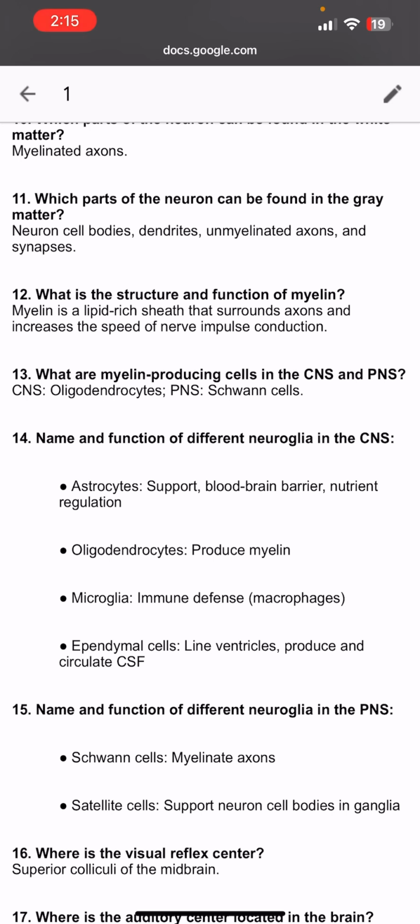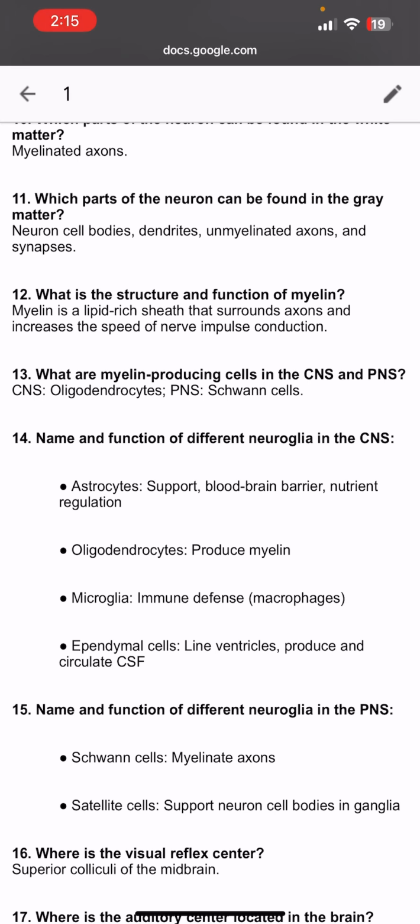What is the structure and function of myelin? Myelin is a lipid-rich sheath that surrounds axons and increases the speed of nerve impulse conduction. What are myelin-producing cells in the CNS and PNS? In the CNS, there are oligodendrocytes; in the PNS, there are Schwann cells.